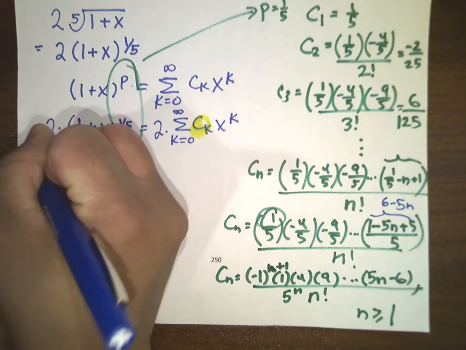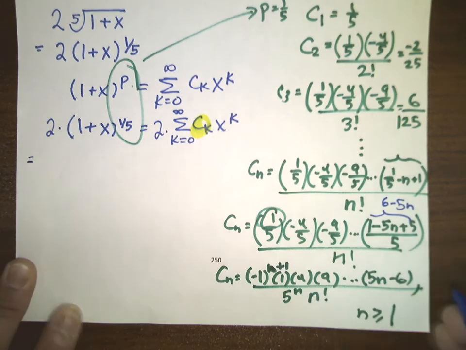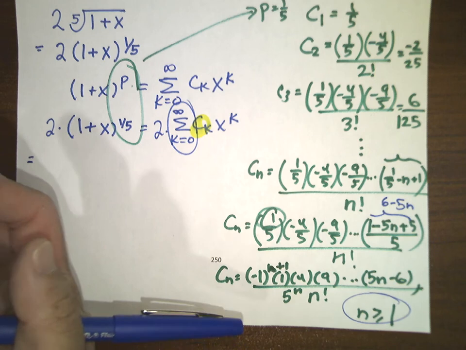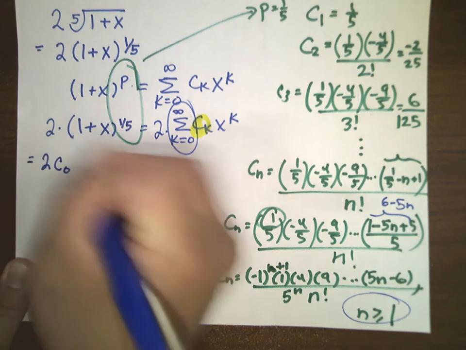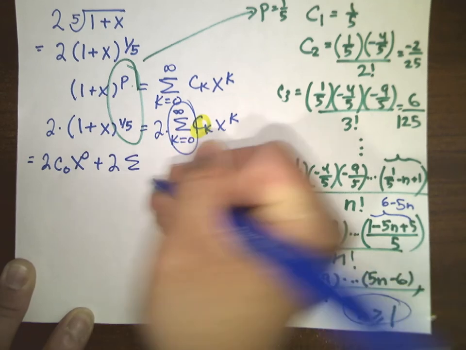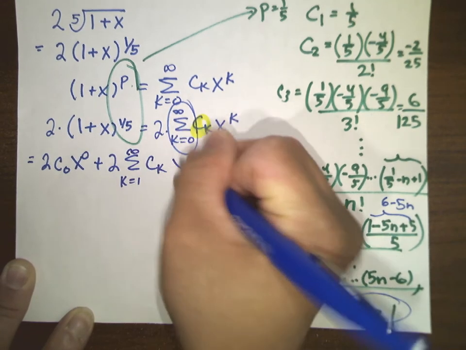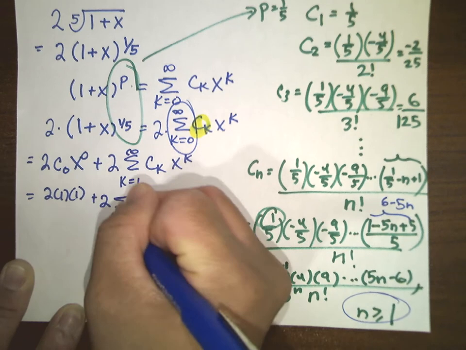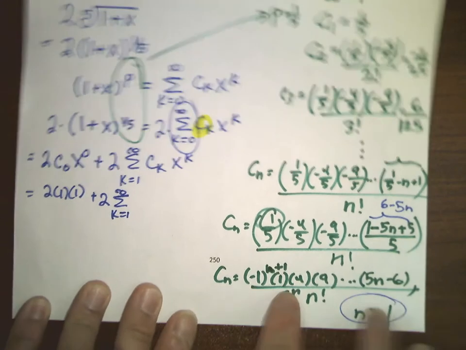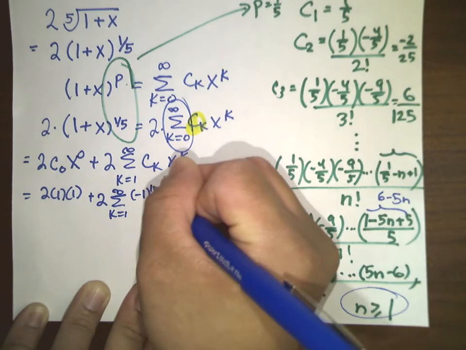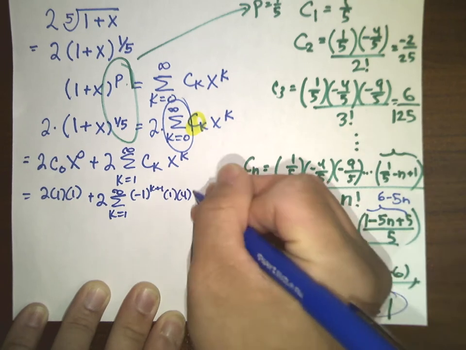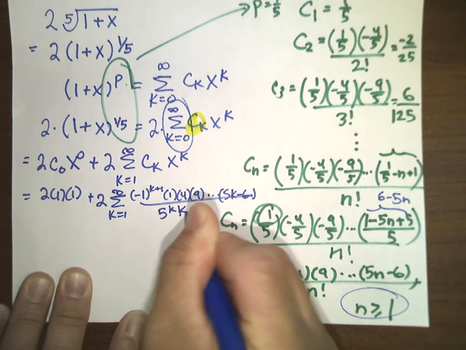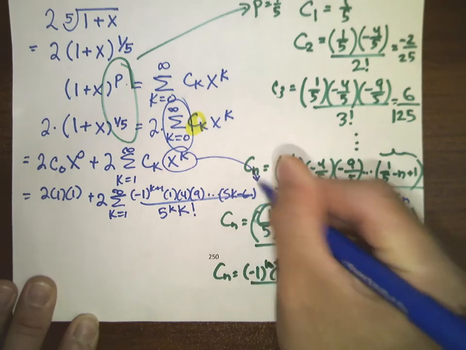So now let's go back over here. Since this is starting at 1, but this here starts at 0, we need to write out what the first term is. So it's 2c0 x to the 0 plus 2 sum k equals 1 to infinity of ck x to the k. And so c0 is 1, so that's 2 times 1, and x to the 0 of 1, plus 2 times sum k equals 1 to infinity of ck. So we'll base that off of this over here. So we have -1 to the k plus 1, and then 1 times 4 times 9, all the way to 5k minus 6, all over 5 to the k factorial. And then we still have x to the k.